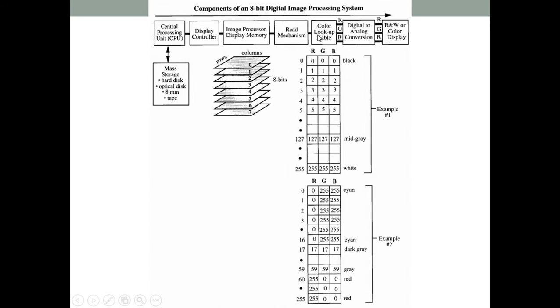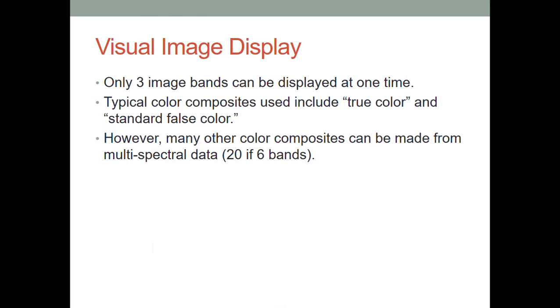And from here, all of this color in digital form will be converted to analog, where it becomes the display of the monitor that humans understand, because we can't really understand how digital numbers look. Therefore, the computer has to convert it into a form that humans can understand. And in visual image display, only 3 image bands can be displayed at one time.